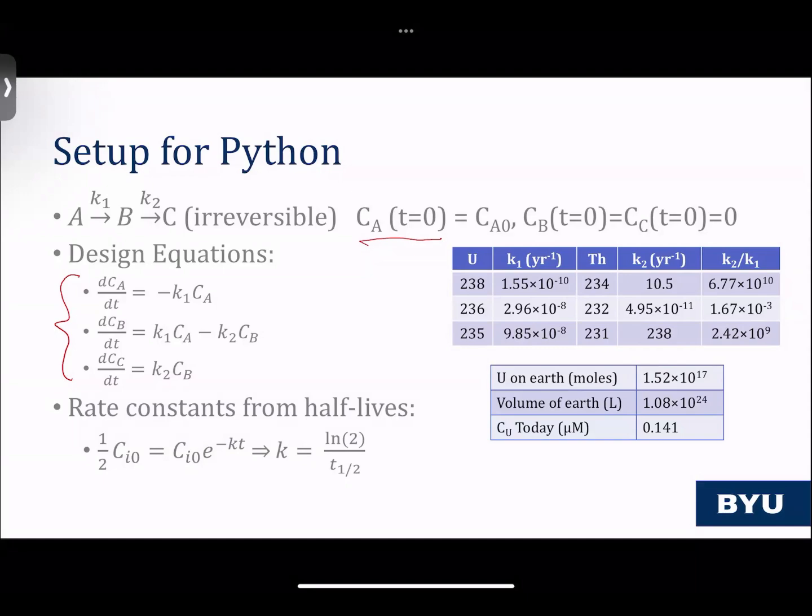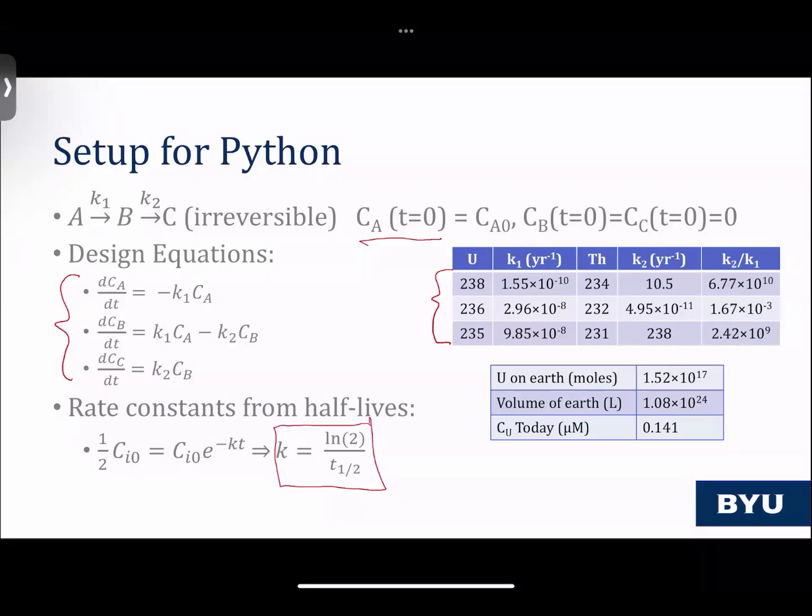Anyway, we're going to say we're starting with no B and no C present. The rate constants we can derive from the half-lives. Our K is going to be equal to the natural log of 2 over the half-life. So here we have it all listed out for uranium-238 and 236. We have the Ks listed here.